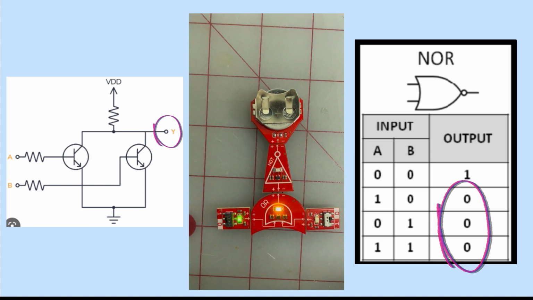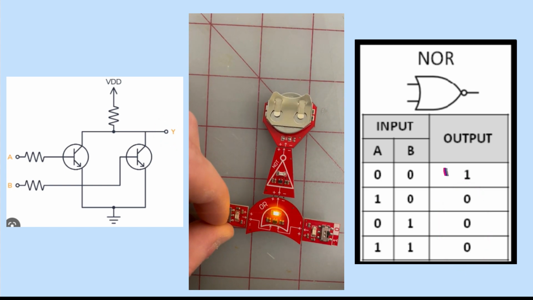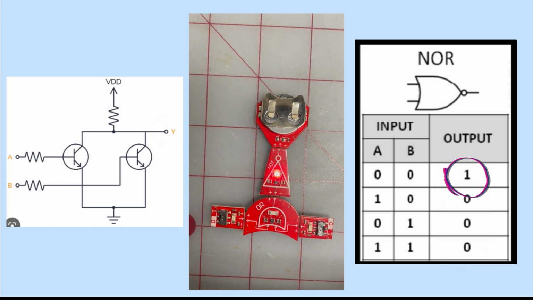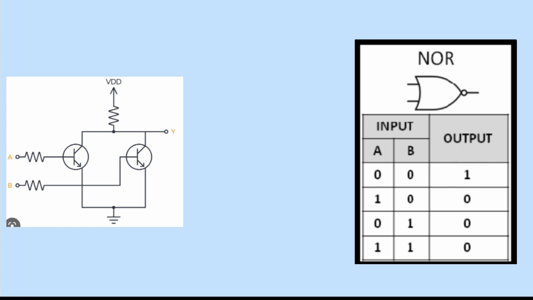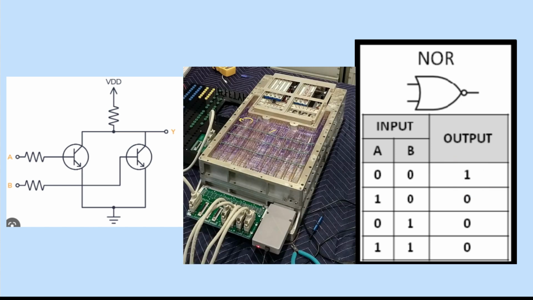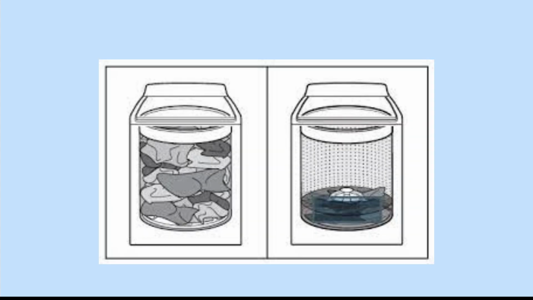Same as the NAND gate, the NOR gate can be used almost anywhere. The Apollo guidance system used roughly 5,600 of them. A simple example would be a washing machine, with the water level and the state of the lid being the inputs, and they determine whether to start the washing machine, the output.